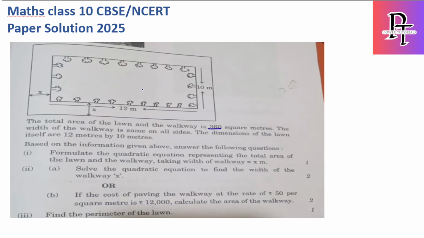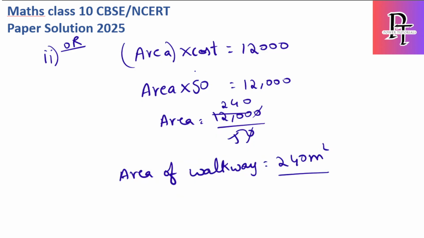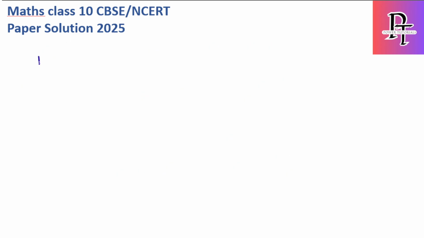Okay. You can also find it in the opposite way, because total is 360. Inside, if you see, it is 12 into 10 is 120. So again from here also you can see area of walkway is 360 minus 12 into 10, 120. There also you will get the same answer, which is 240. Okay, either in cost also you can solve it. Okay, let's move to the third one. What is the third question?